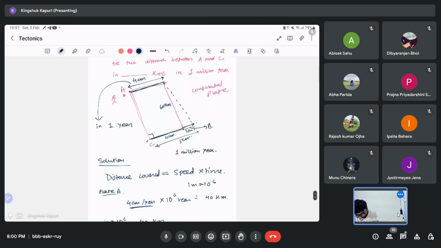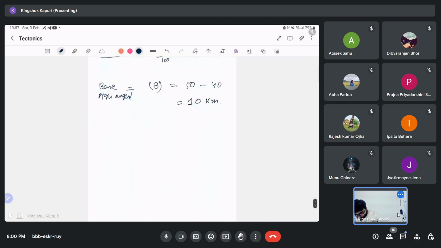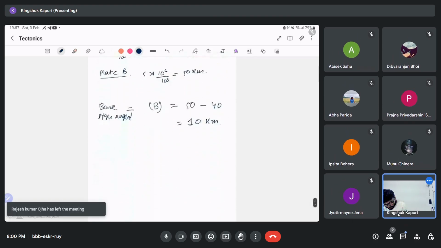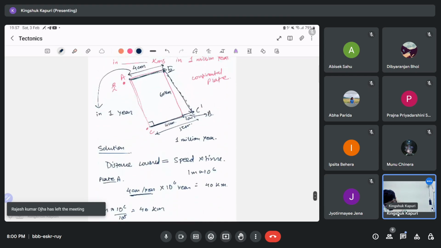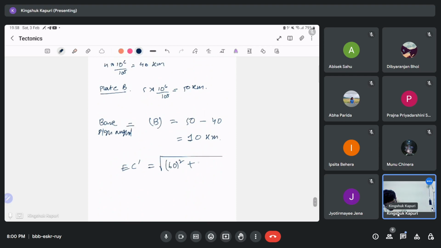Now what do we need to find? This distance. By using the simple Pythagoras theorem, we know that, let us assume this as a point C dash, and this as E. So if we consider E, C dash equals, this is also a right angle, under root of, very simple question, 60 square plus 10 square equals under root of, let's do the calculation. Under root of 3700.